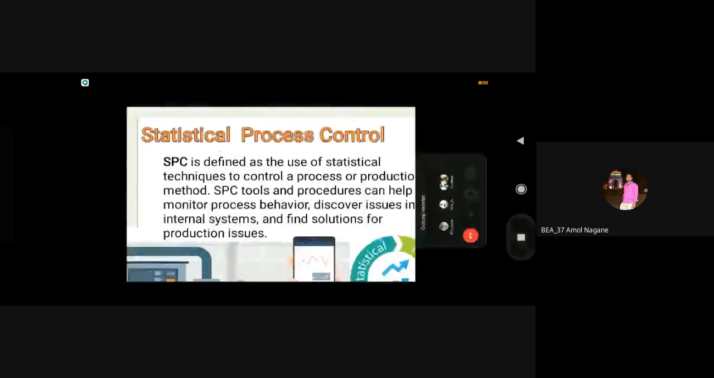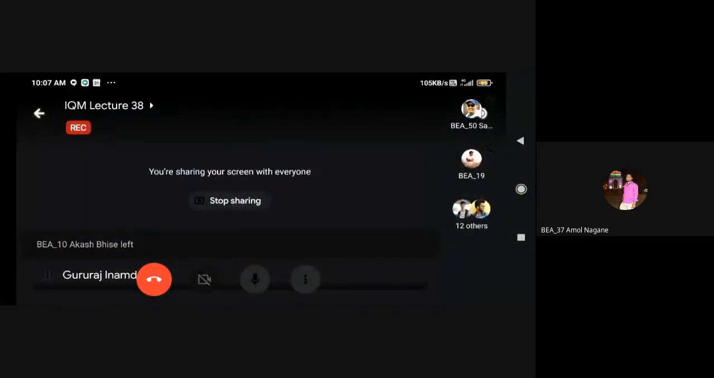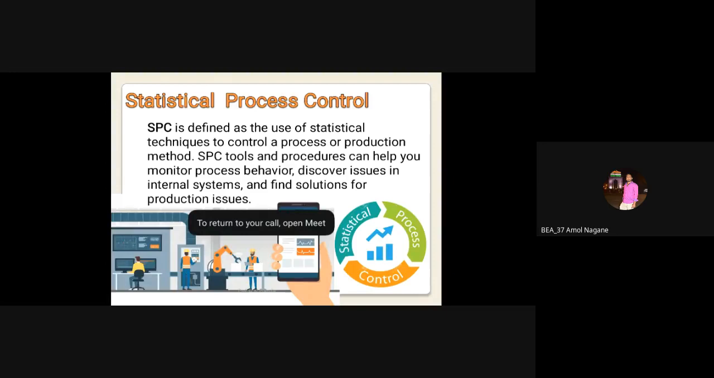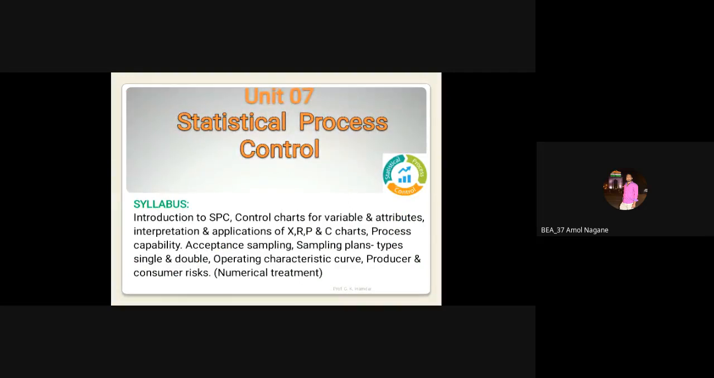This is very important for quality improvement also. We have to implement statistical data in our industrial organization or any organization. So statistical process control is very essential for record purposes and for analysis purposes.